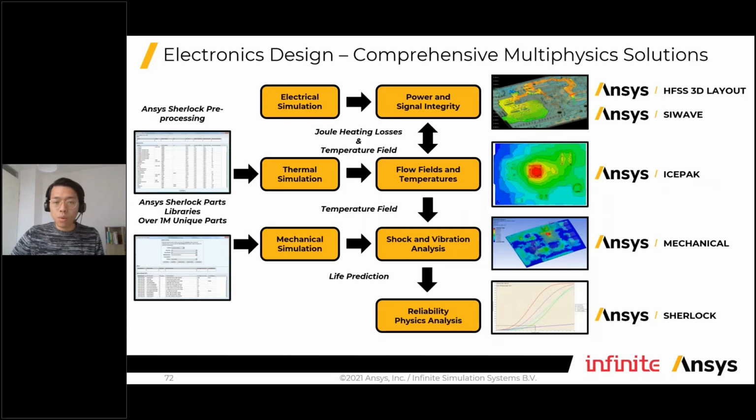So once again, bringing it back to the overview. In HFSS and SIwave, we did a PI-SI analysis. Then in iSpec, we do the thermal analysis. In Mechanical, we are more into the shock and vibration, and of course, the thermal stresses can also be captured using Mechanical. But when you put everything together and try to capture the full lifetime prediction, that is when Sherlock reliability physics analysis shines.